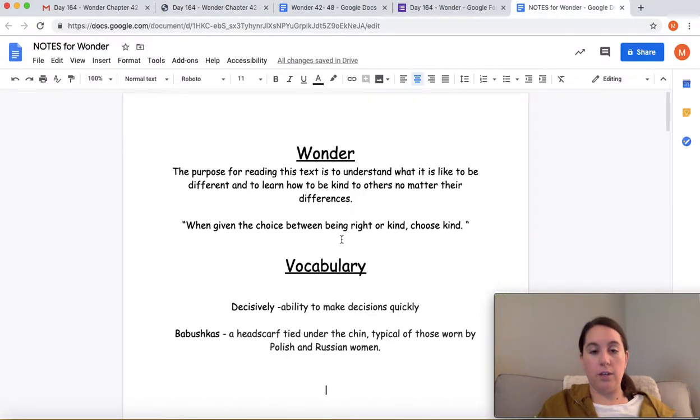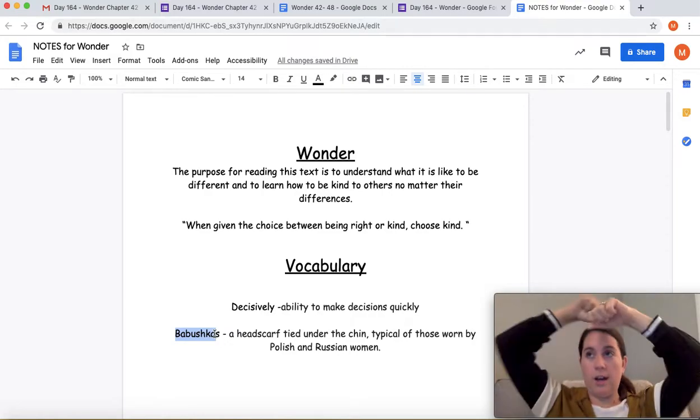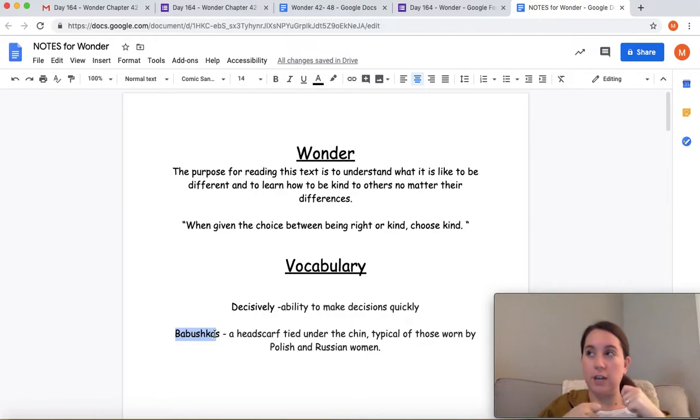While this is loading, I'm just going to go through the vocabulary. So our new vocabulary is decisively, so being able to make decisions quickly, and babushkas. Those are scarves that women wear. Typically, babushkas were worn by Polish and Russian women, older women years ago, and they would wear a headscarf tied around their head, and they called that a babushka. So you'll see both of those words in our text today.